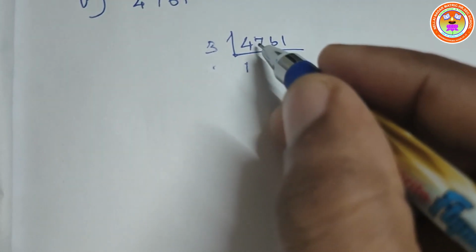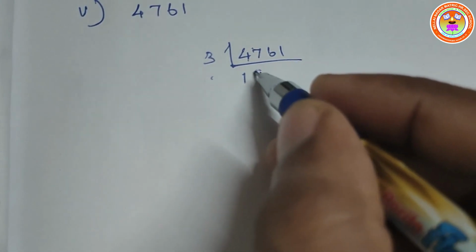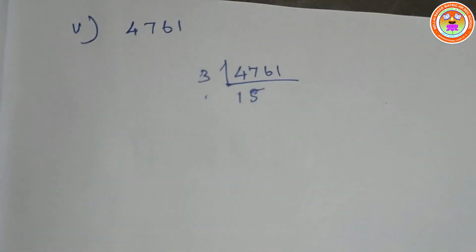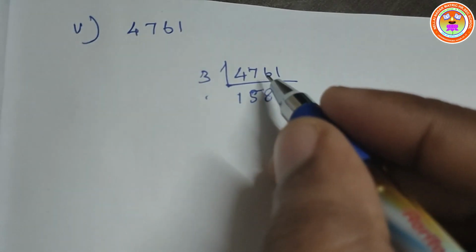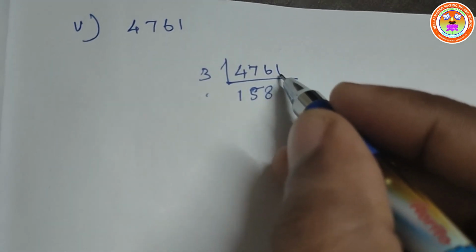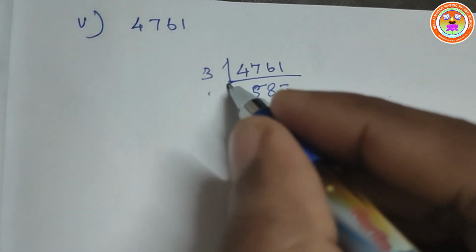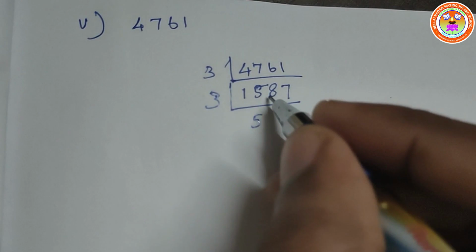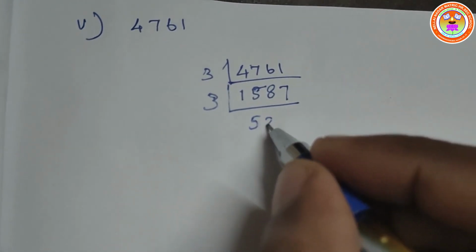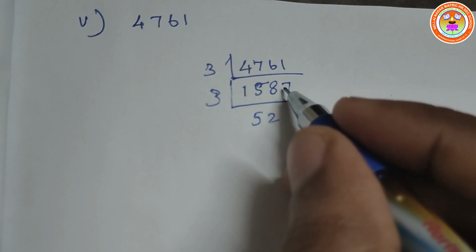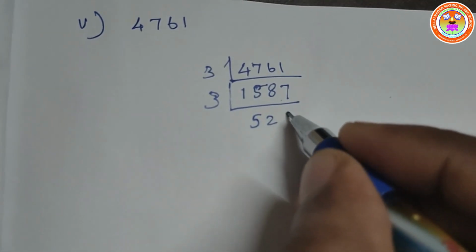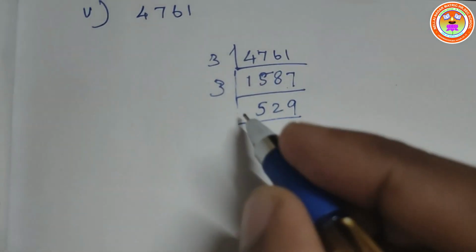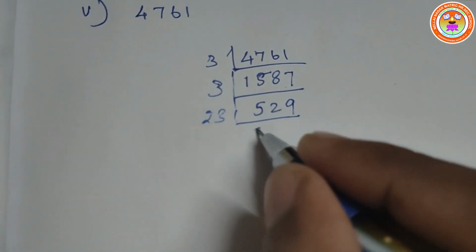1 3 is 3, remainder 1, 17, 5 3s are 15, remainder 2, 26, 8 3s are 24, 25, 26, and 21, 7 3s are 21. Again you can do it in the 3 tables. 5 3s are 15, 2 3s are 6, remainder 2, 27, 9 3s are 27. This 529 is the square of 23 into 23.